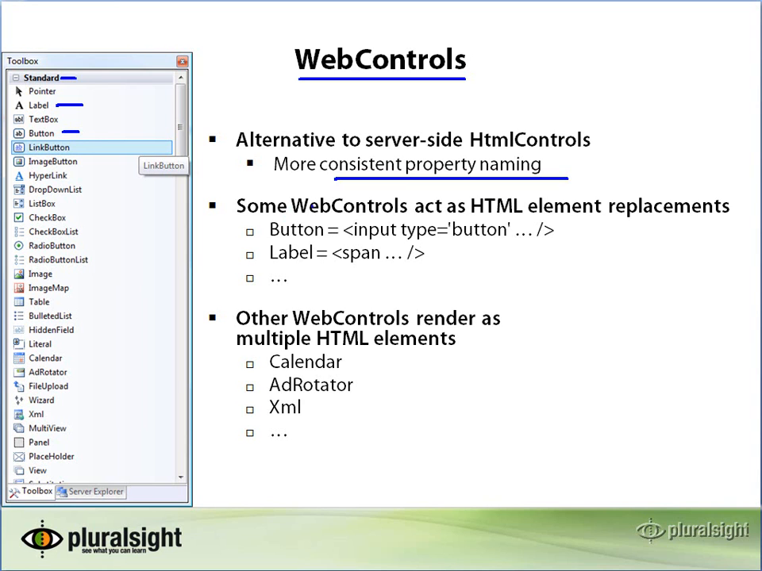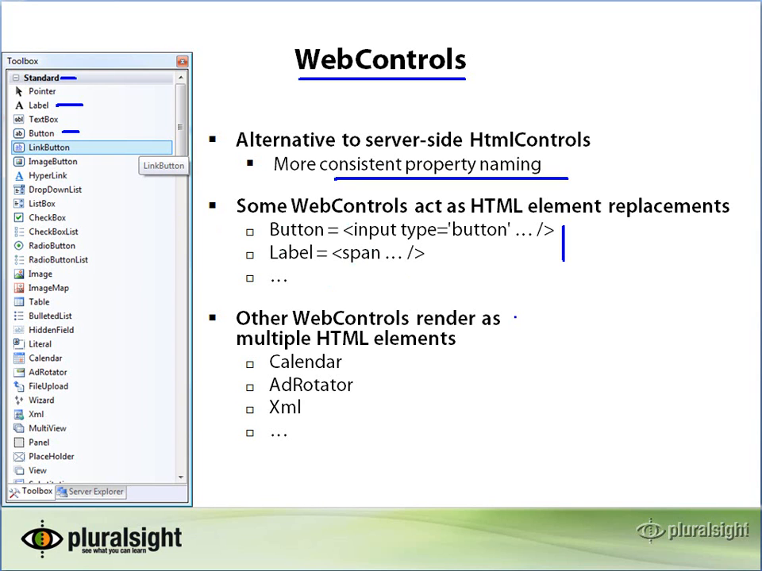And a lot of these web controls are simply replacements for HTML. So you'll notice many of them only render as a single HTML element. So the button will render as an input, the label renders as a span, text box renders also as an input with the type set to text, hyperlink renders as an anchor tag, etc. So many of these are simple replacements for HTML.